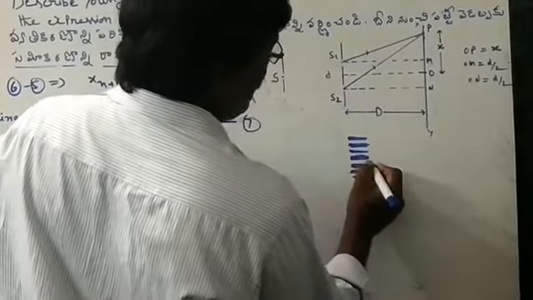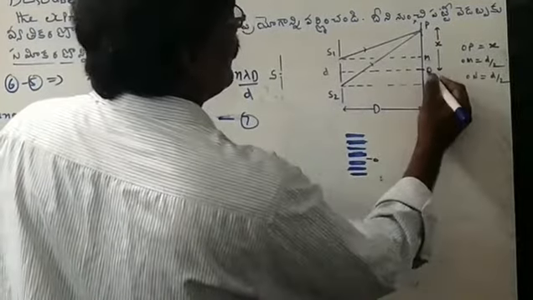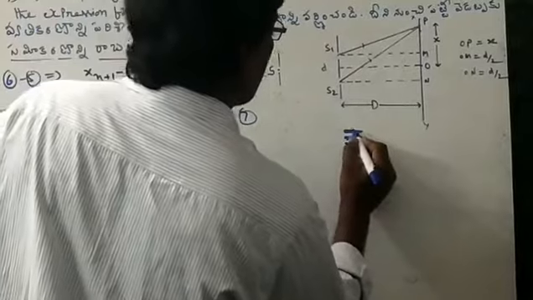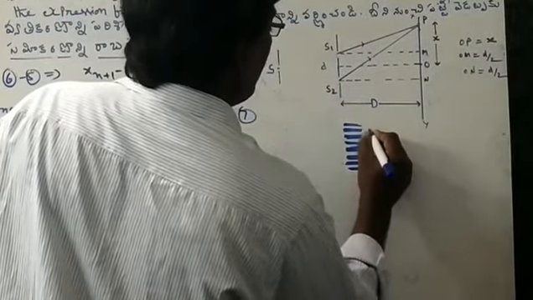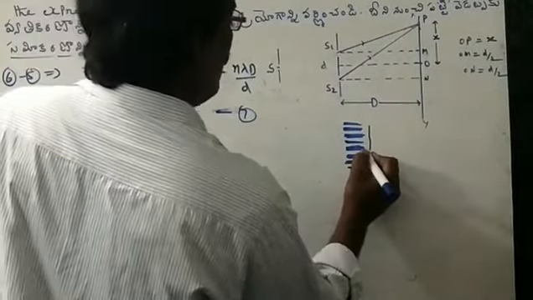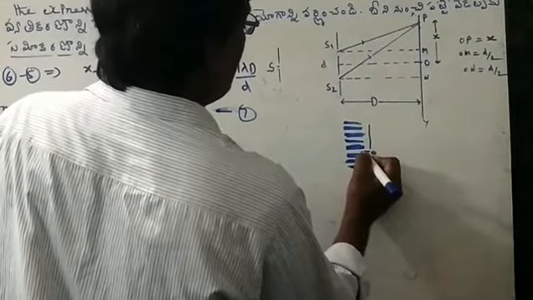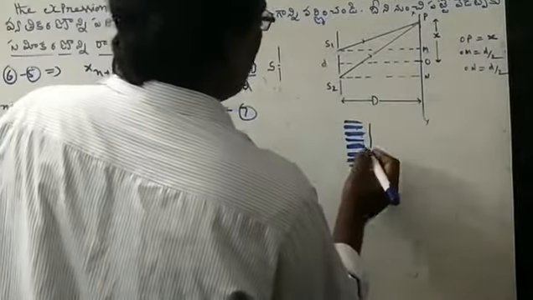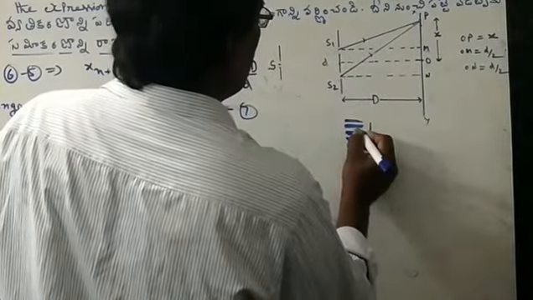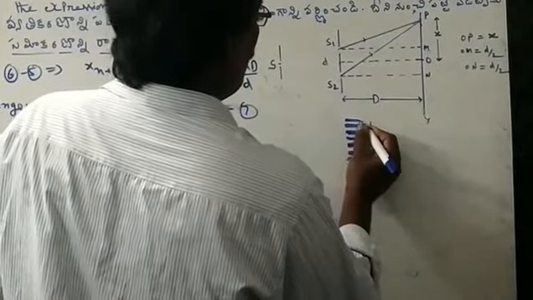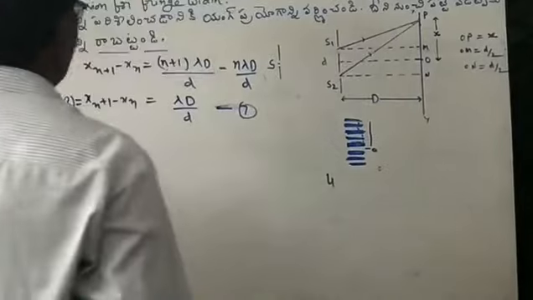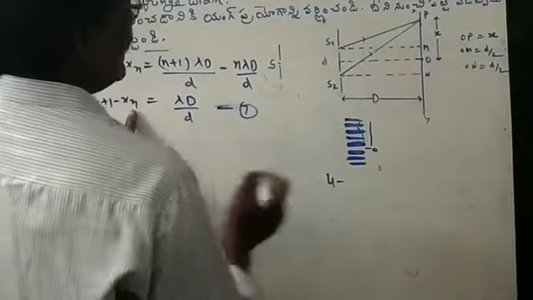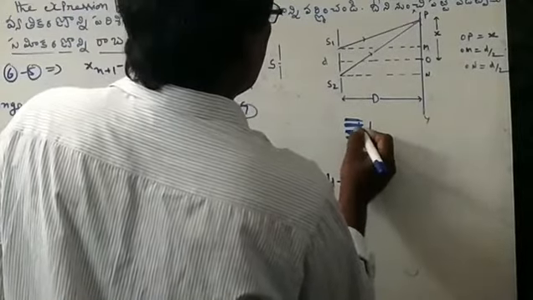White means bright fringe. This is O. Blue color is dark. Suppose xn plus 1 means this is xn plus 1 means 1. This is bright, dark, bright, dark, bright, dark, bright, dark, bright. xn plus 1 bright means 1, 2, 3, 4. xn plus 1 means 4. Minus xn means 3. This is 0, 1, 2, 3.